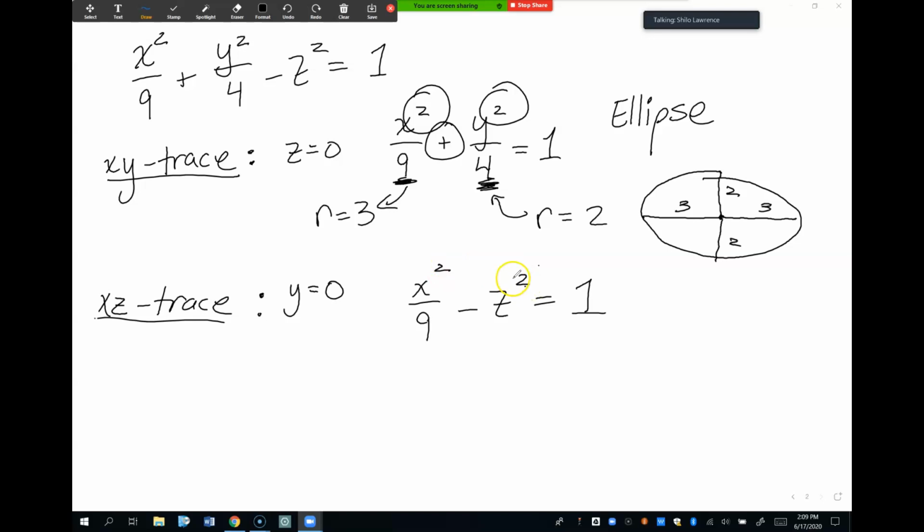Both variables are being squared, so it's definitely not a parabola, but there is subtraction between. So that tells me right away I know what it is. Both squared with subtraction is a hyperbola. And remember, a hyperbola opens in the direction of whichever variable is not behind the minus sign. So here it's the x variable that's the positive term. So this is a hyperbola that opens in the x direction.